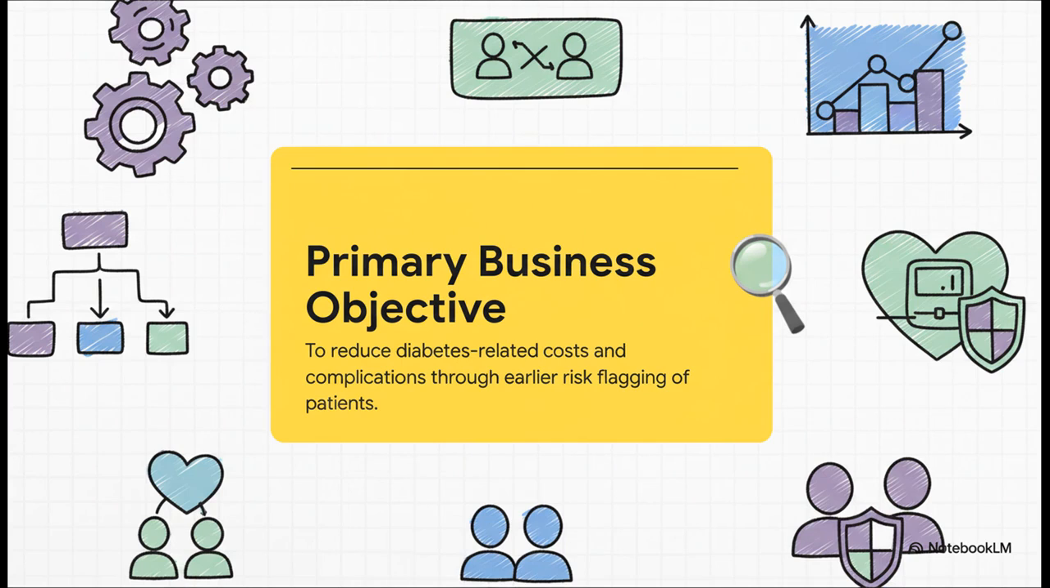You know, before anyone even thinks about writing a single line of code, you need a crystal clear objective. And this is it. It's not about building some cool algorithm, it's about a real-world outcome: cutting costs and preventing serious health problems by finding at-risk patients sooner. This right here, this is the why that guides every single decision from here on out.